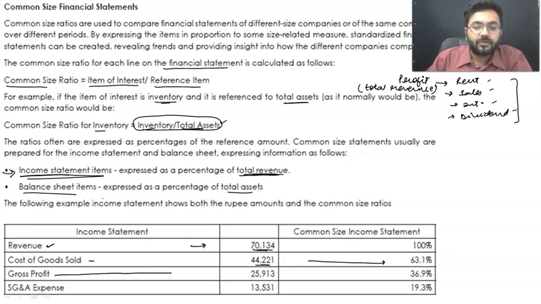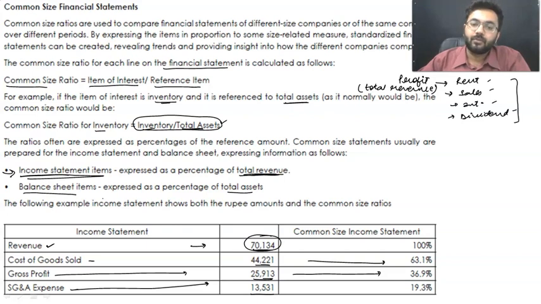How much is my gross profit? Gross profit is this much. That means 36.9%. And other expenses is 531. So each and everything is going to be compared with this block. That means this is known as the reference item, or the total of that particular belonging group. Got my point? For revenue items, it is going to be total revenue.